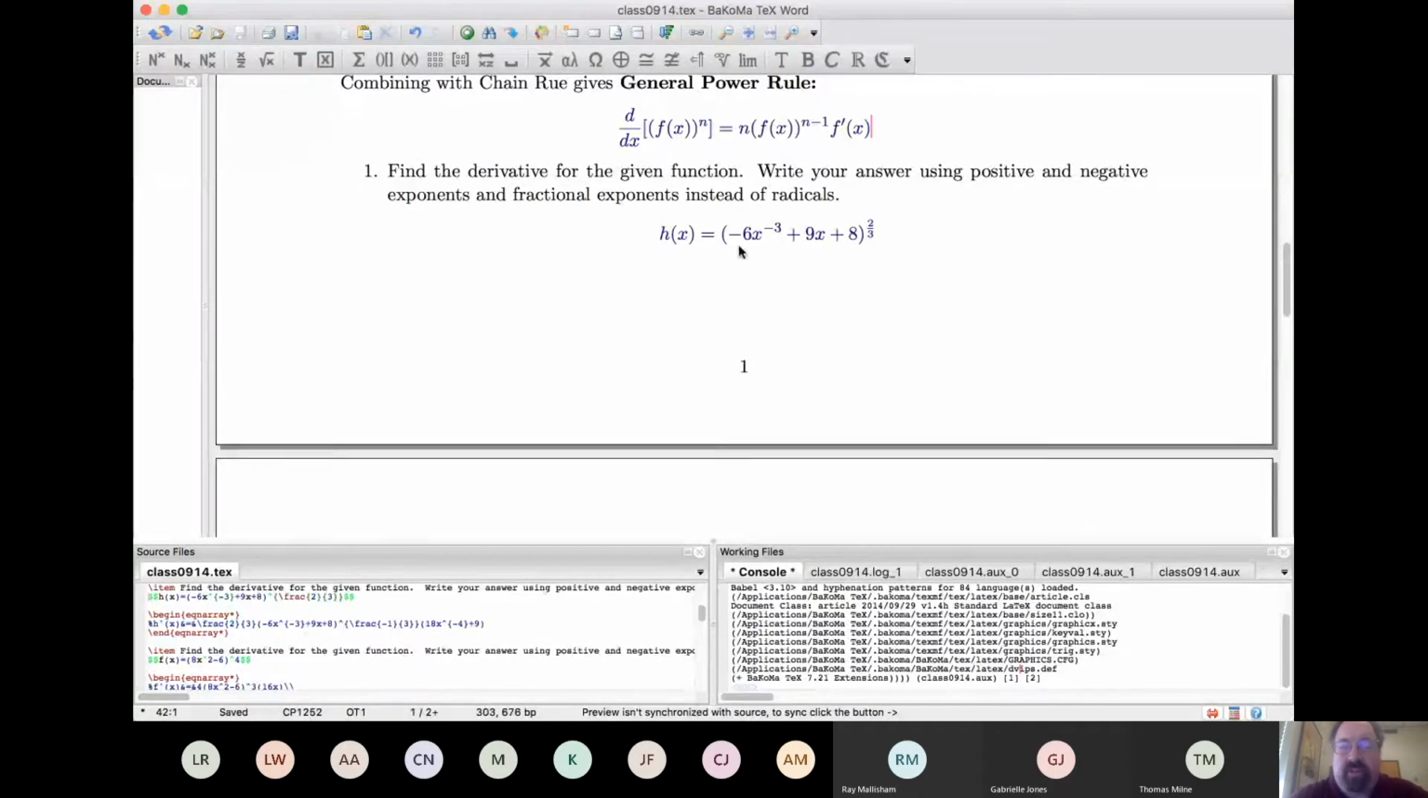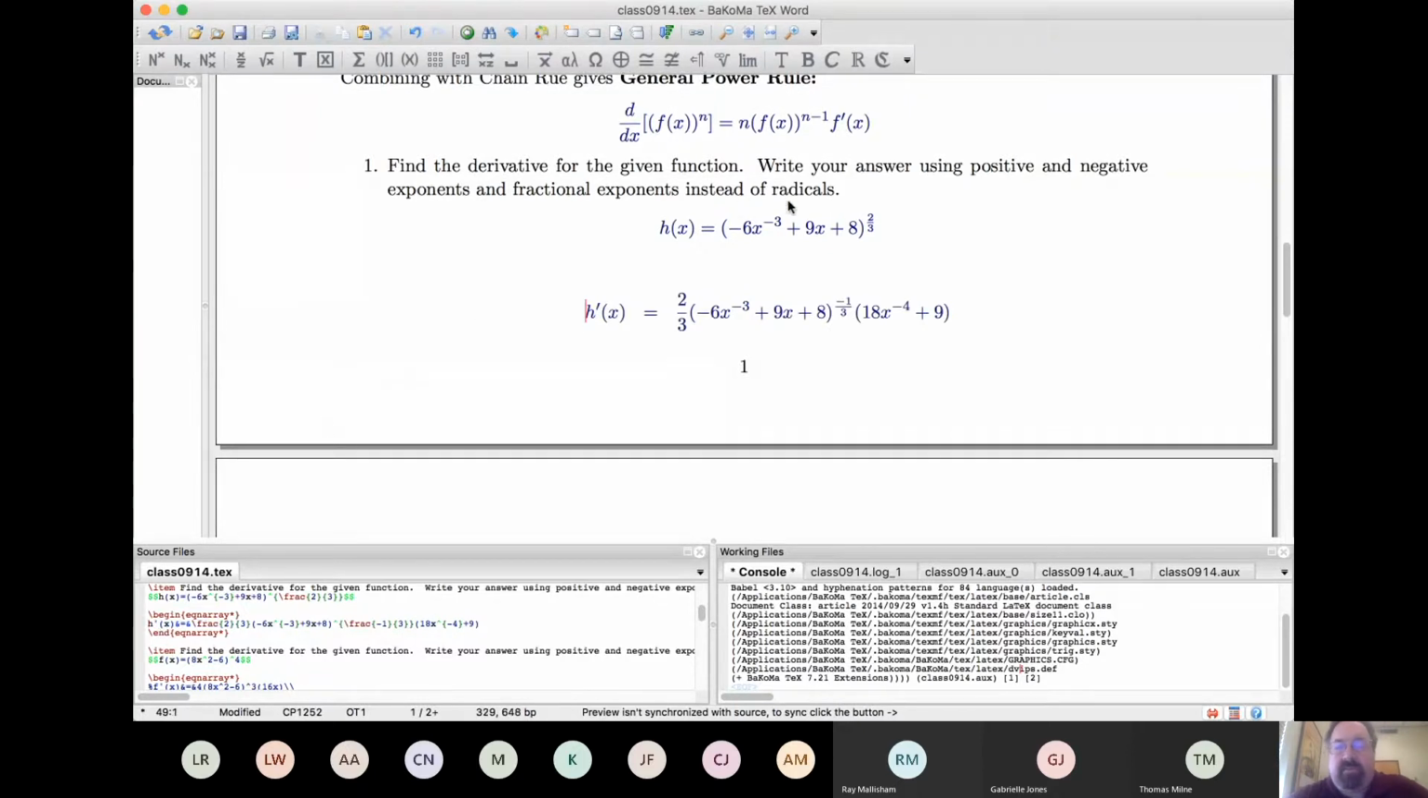Okay, so here we apply the general power rule, where your f of x in this case is being raised to the 2/3 power: minus 6 x to the minus 3 plus 9x plus 8. What the general power rule would give, like I was just doing in the example, is the 2/3 comes down, and then this function as is, do not do anything to it, not yet. That comes down here, and it's raised to a power 1 less. So 2/3 minus 1 would be minus 1/3.